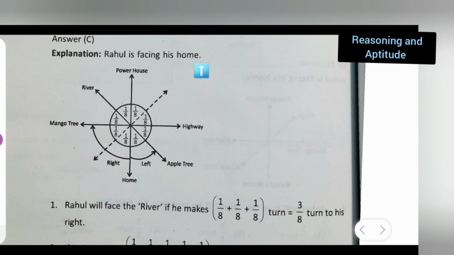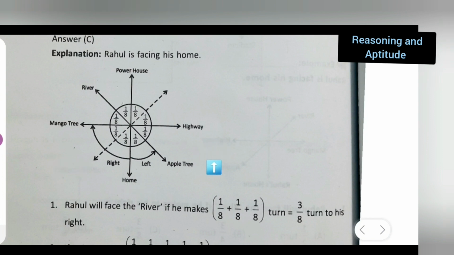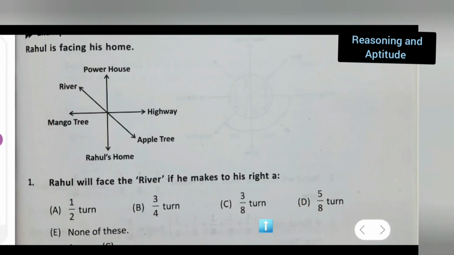Now Rahul is facing his home. So Rahul will face the river if he makes 1 by 8, 1 by 8. So this will become 1 by 8, 1 by 8, and here also it will become 1 by 8. That's why it will become a 3 upon 8 turn to his right. So you can take down this explanation part. I hope you have understood the explanation part of the first. Now moving towards the next question.